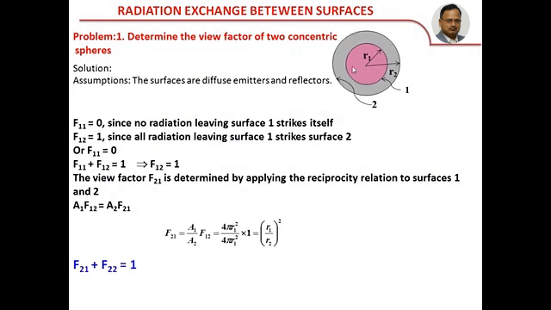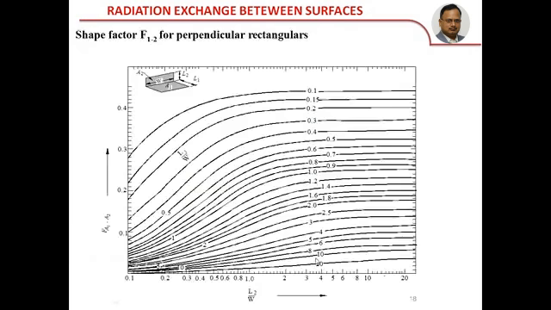Now if you look at body 2, this body 2 emits energy. Some of the energy will go and fall on body 1, and some of the energy, you can see this arrow, will go and touch itself. So the amount of energy emitted by body 2, a portion of it can fall on itself. So therefore F2 to 1 plus F2 to 2 equals 1. And F2 to 1 is R1 by R2 whole square. So therefore F2 to 2 is 1 minus R1 by R2 whole square.